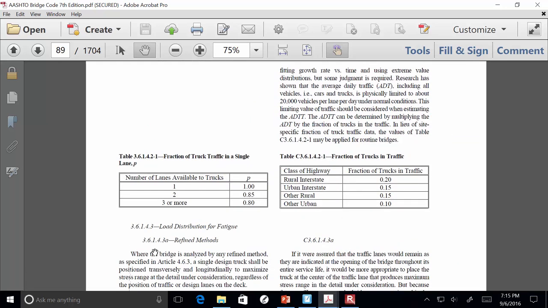And it all depends on things like how many lanes are available, are you dealing with an urban interstate, a rural road, or what have you. Okay.